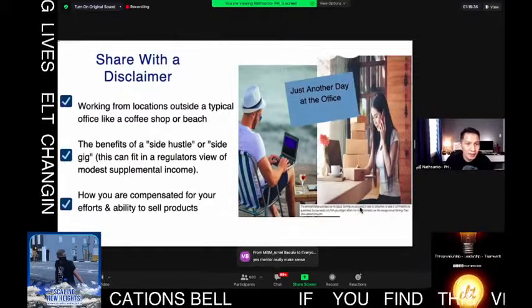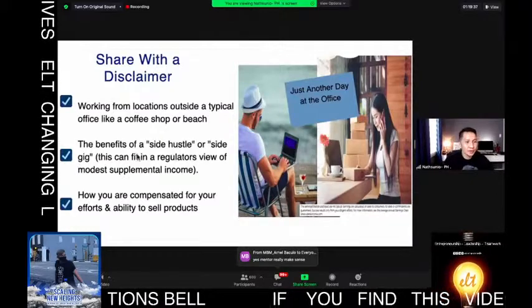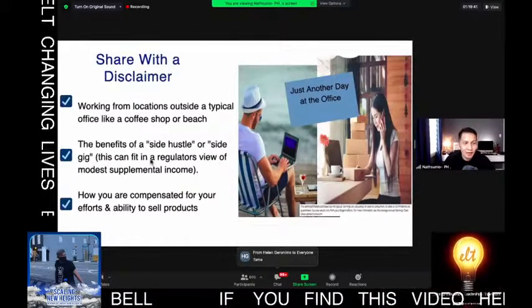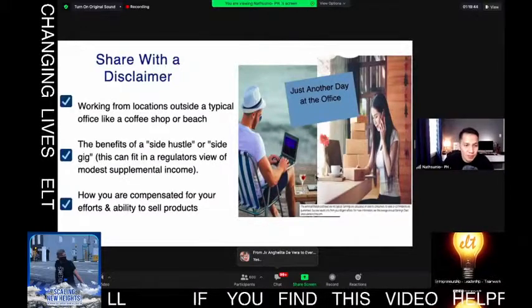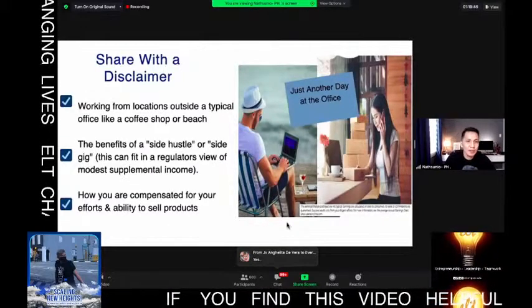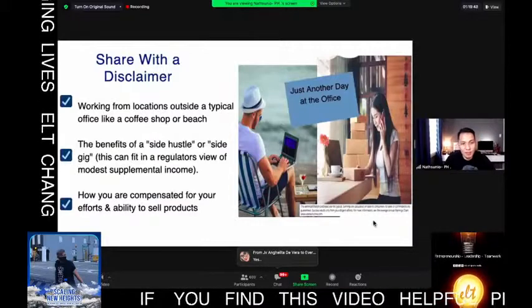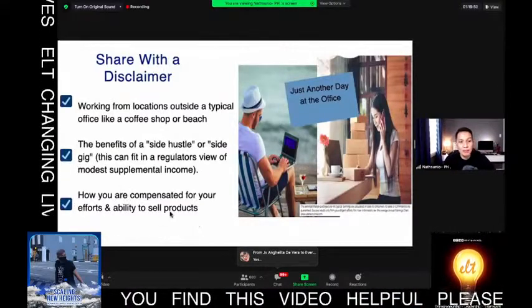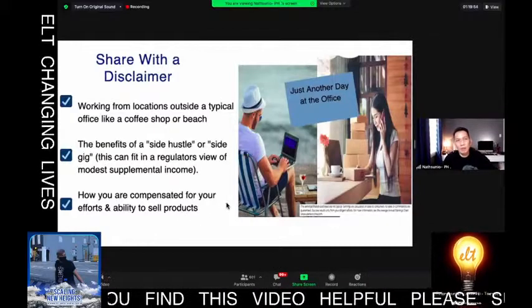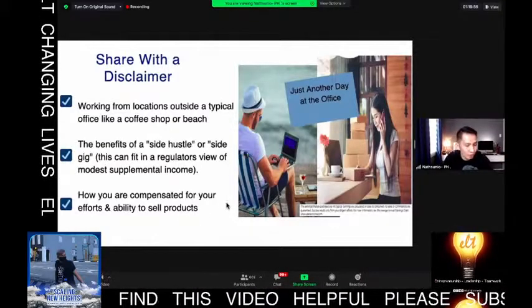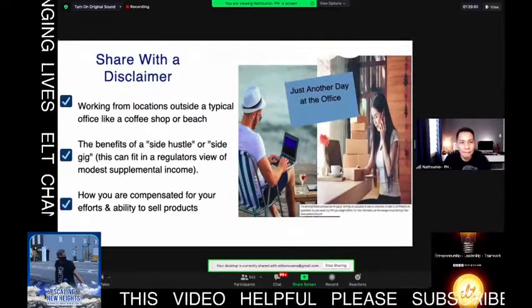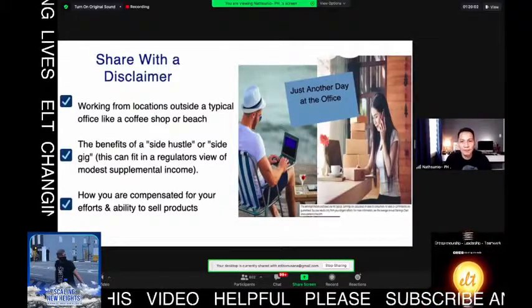So, put some disclaimer, okay? Yung benefits ng side hustle or side gig, okay? Be careful doon sa kung ano yung benefits nito mga to. Put some disclaimer as well. So mamaya may pakita ko sa inyo, meron akong disclaimer doon. And how you compensated for your efforts and ability to sell products. Okay? Kung magpapaliwanag ka sa Facebook, this how, paano ka nababayaran sa ganito, ganyan. So, put some disclaimer. Okay? Para maliwanag pa rin sa kanila.